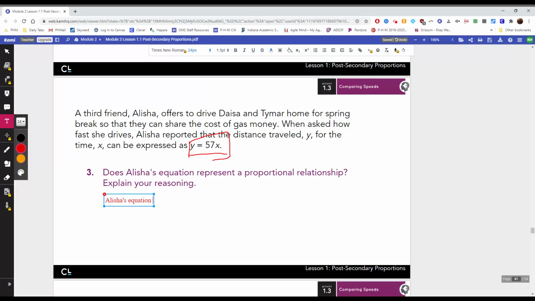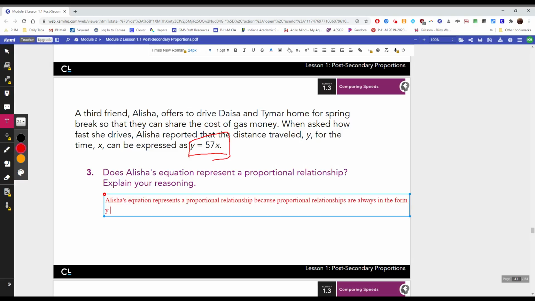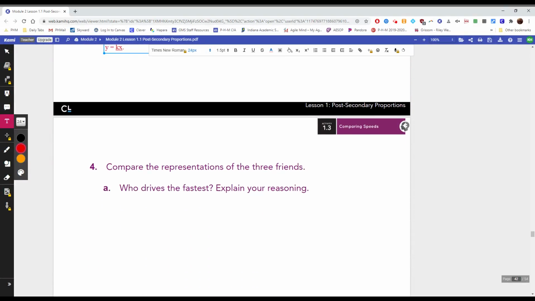Alicia's equation represents a proportional relationship because proportional relationships are always in the form y equals kx, and that's what we have here.